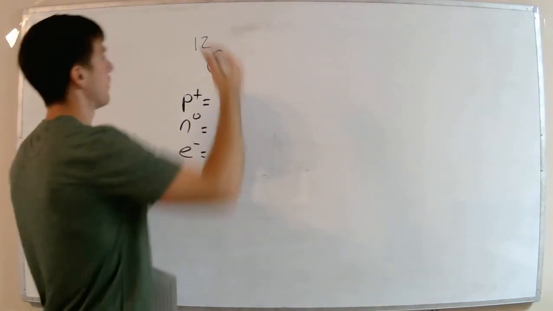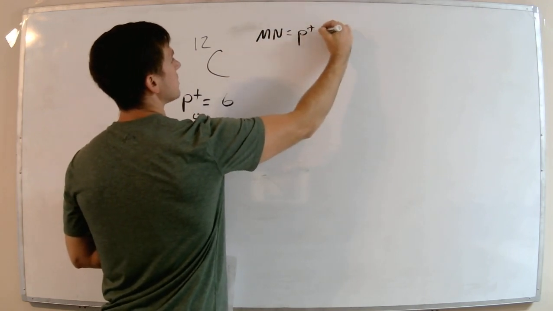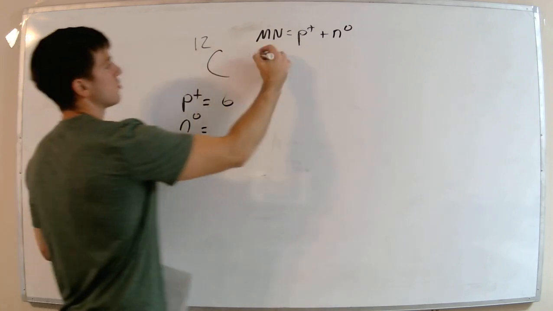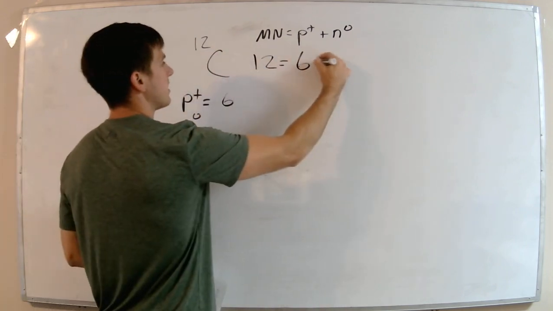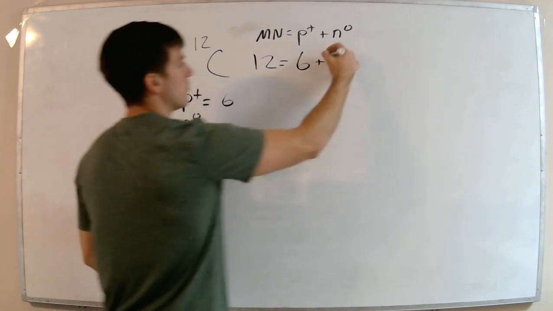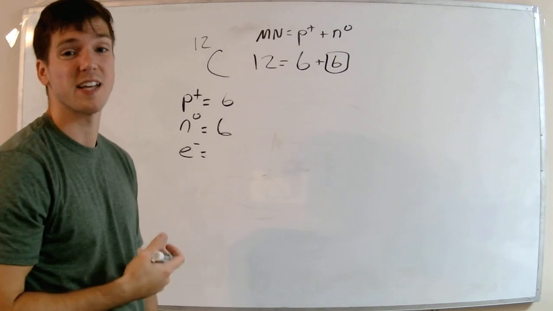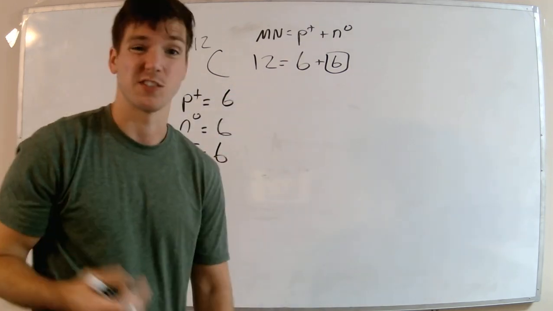Mass number, remember, is protons plus neutrons, okay? And here our mass number is 12. From this upper left number, our protons is 6, so our neutrons must be 6. Okay, and then electrons, we were just saying they were the same as our protons because these are neutral compounds.